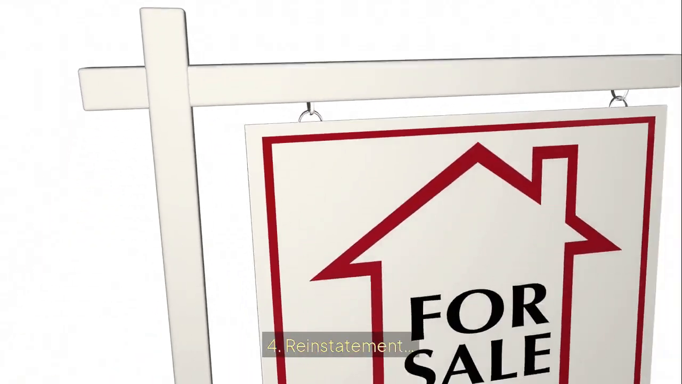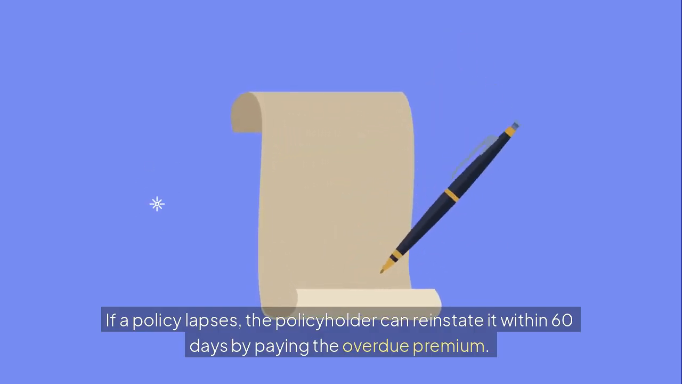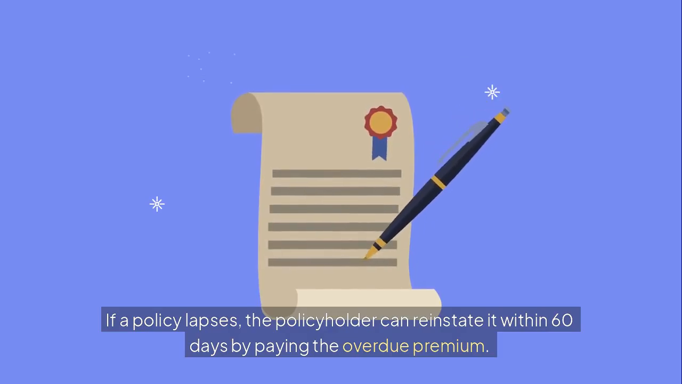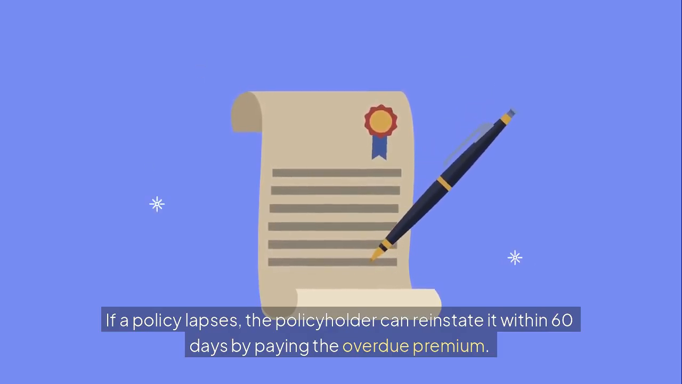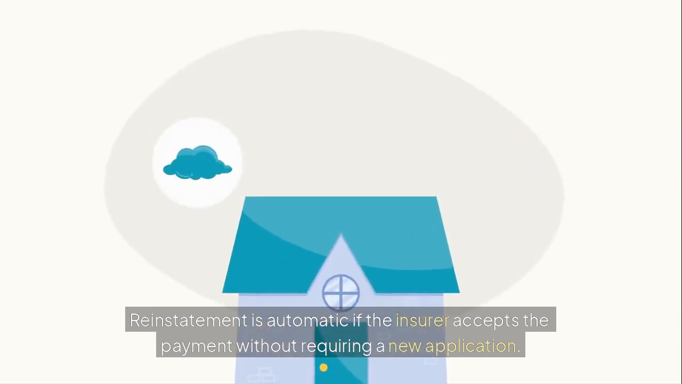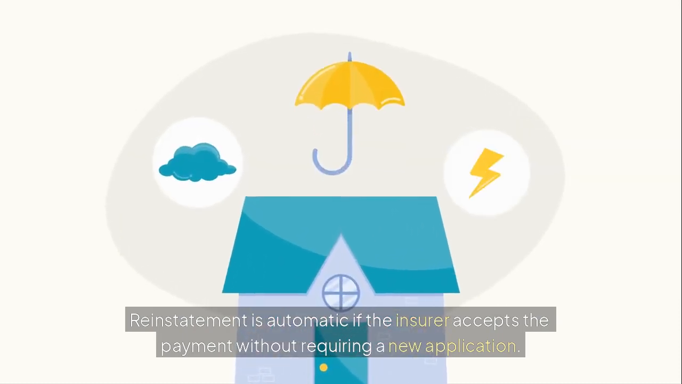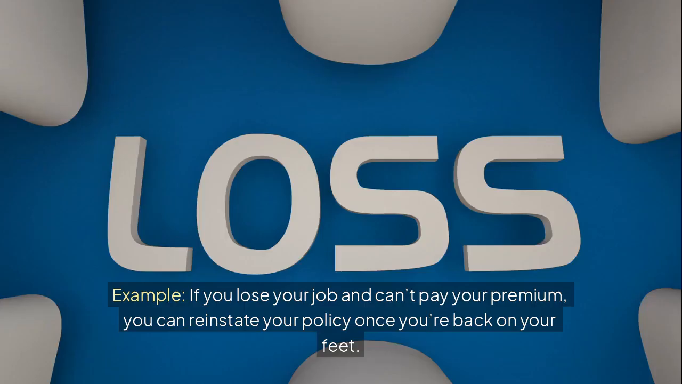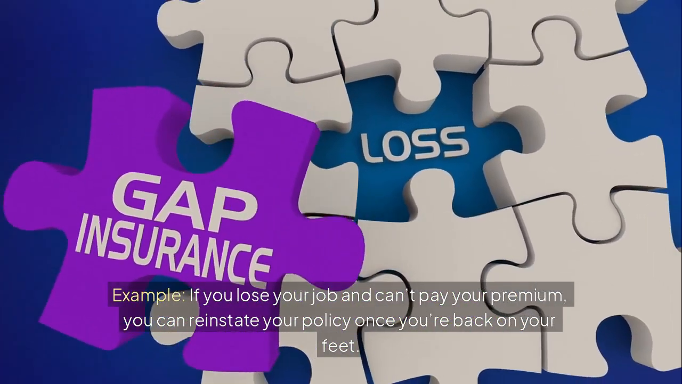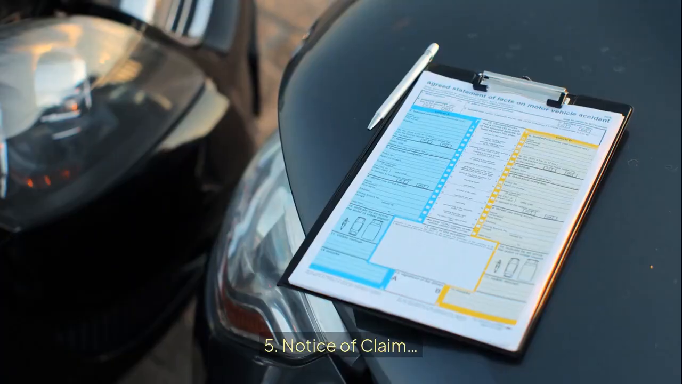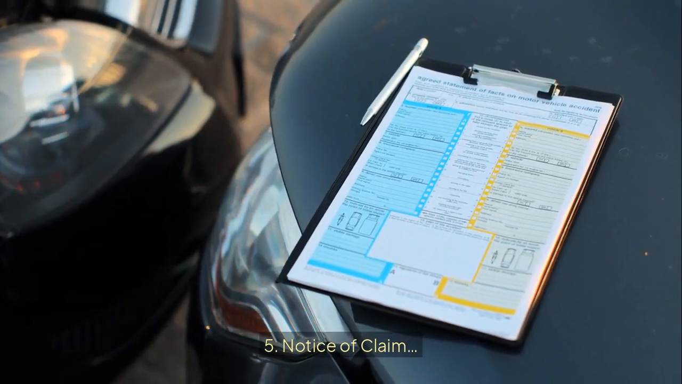4. Reinstatement. If a policy lapses, the policyholder can reinstate it within 60 days by paying the overdue premium. Reinstatement is automatic if the insurer accepts the payment without requiring a new application. Example: if you lose your job and can't pay your premium, you can reinstate your policy once you're back on your feet.